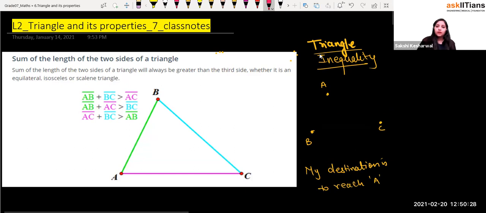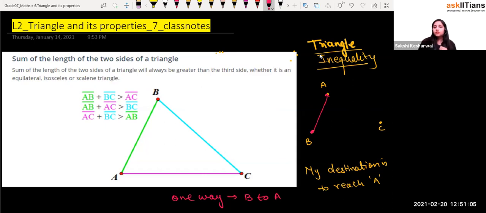Now, I said I want to reach A. So there is a city A, a city B, and a city C, right? You want to reach the city A. So you want to start, there is one way, right? You start from the city B and go directly to A, right or not? One way of your journey will be going from B to A directly, right?